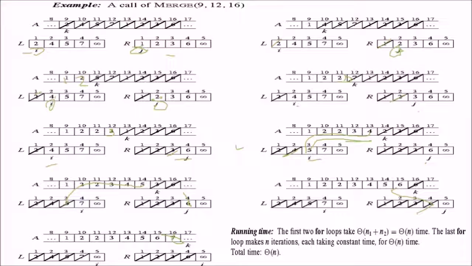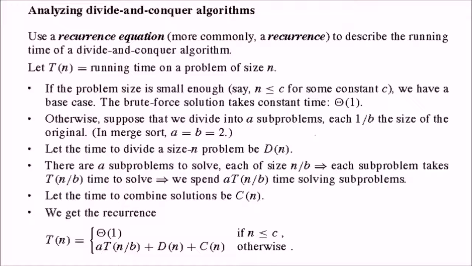So the running time. The first two for loops take theta of n1 plus n2, that is order of n time. And the last for loop makes n iterations, each taking constant time, so theta n time. So the total time would be order of n. And how do we now analyze the divide and conquer algorithm? We employ a recurrence equation, commonly known as a recurrence, to describe the running time of a divide and conquer algorithm.